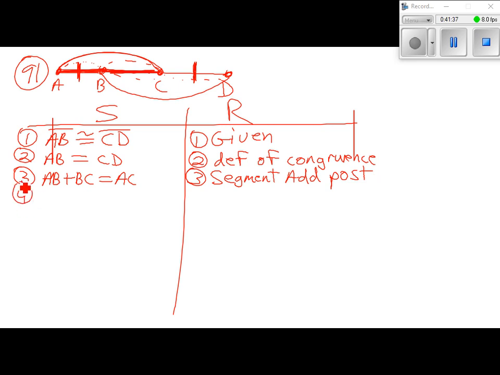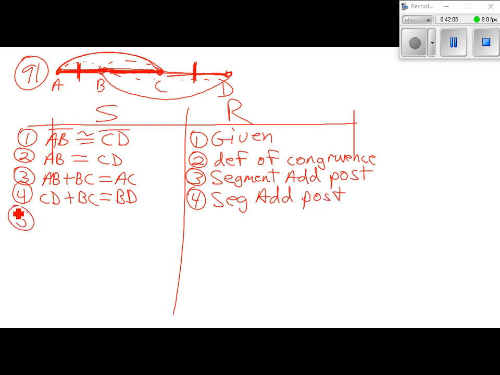And I'm going to do that same thing again, except on the other side. So segment CD plus segment BC. I don't want to turn stuff around. So segment CD plus segment BC equals the whole segment, which is segment BD. And again, that's segment addition postulate. Number 5.